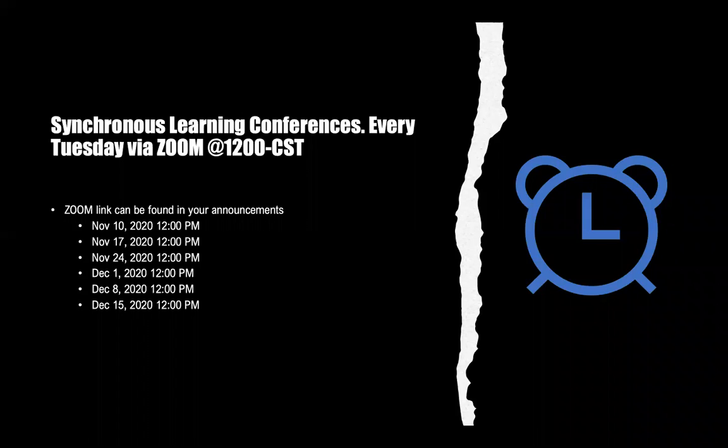The other thing that we have in this course are synchronous learning conferences every Tuesday at noon Central Standard Time. And you should see this in your announcements where I've provided the Zoom link and then the specific dates. And so November 3rd is today, so you won't see that on your announcement here. But our next one is every Tuesday at 12 p.m. Central Standard Time. Click on the link and you should be good to go.